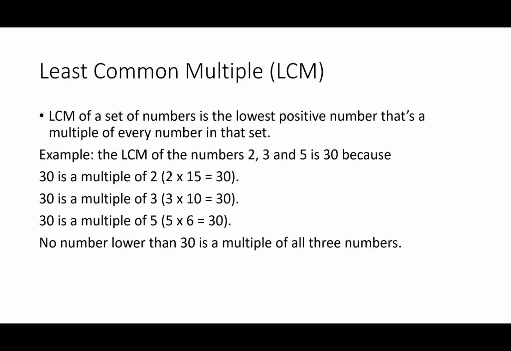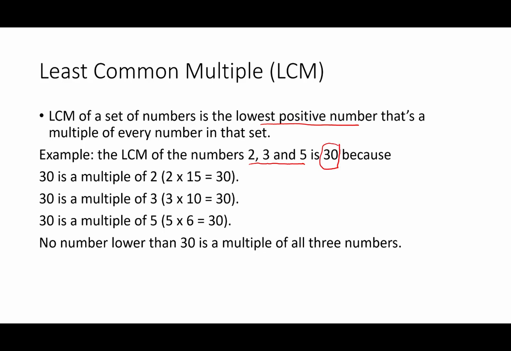The least common multiple of a set of numbers will be the lowest positive number that's a multiple of every number in that set. Okay. Now, for example, if you are given the set of numbers 2, 3, and 5, you want to find the least common multiple. We will find that the number 30 is the LCM.